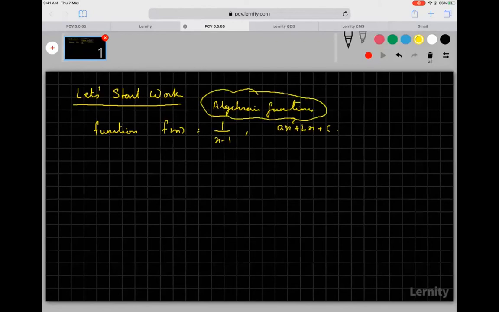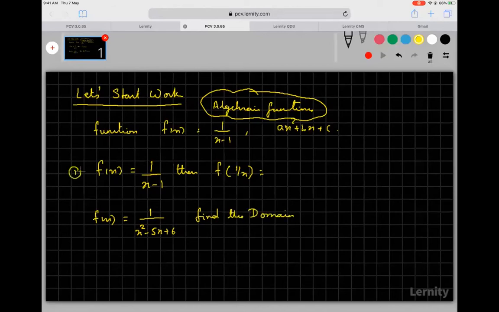Okay, now before we start and as we wait for others to join, here are some small questions for you. Suppose f of x is equal to 1 by x minus 1, then can you find out f of 1 by x? Then f of x is equal to 1 by x squared minus 5x plus 6. Find the domain. So can we do these two questions?